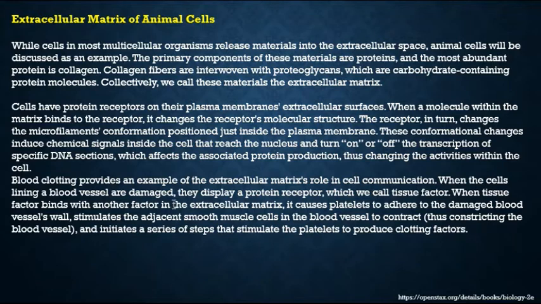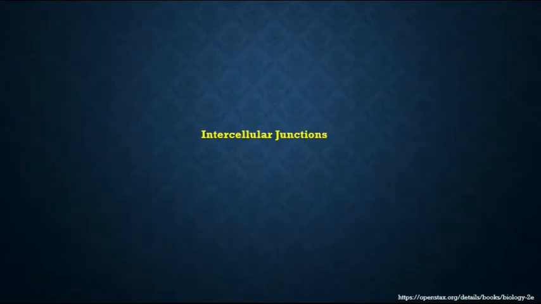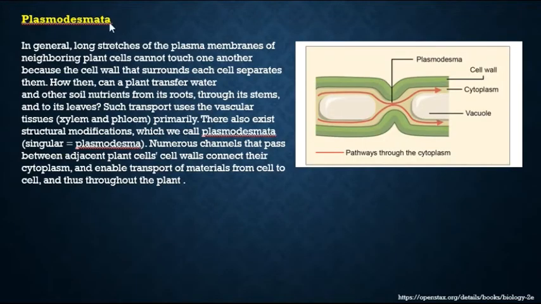So the extracellular matrix is a space through which cells express some signals, express some response, and also interact with other tissues. There are other components through which cells connect with each other. These are the intercellular junctions. For example, plasmodesmata. These are present in plants.